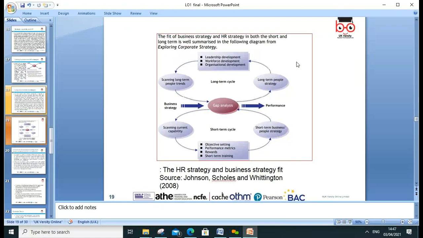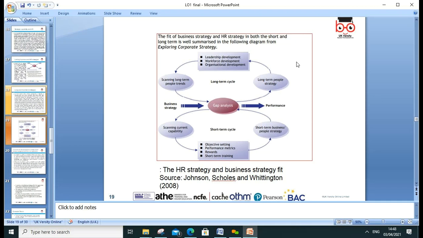This picture is quite good to explain it. Fit business strategy and HR strategy, both short term and long term, are summarized into leadership development. We have workforce development, organization development, scanning long-term people trends, long-term strategies, and gap analysis. Where we have a gap, we have to find a way to fill it.